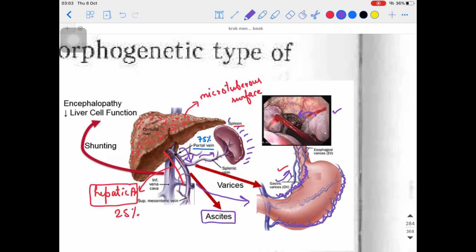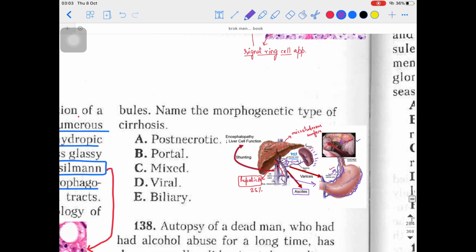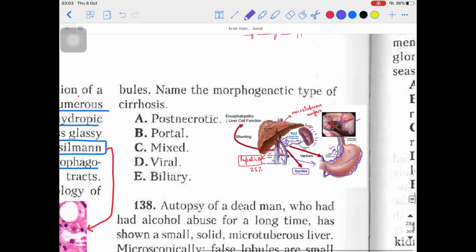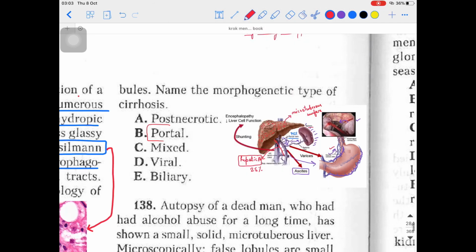So we also call that portal hypertension, because backflow of the blood will be happening into the portal vein, so portal hypertension, right? So this is the case of portal hypertension. Sometimes we call that portal cirrhosis, because it is happening due to the liver cirrhosis. So finally we can come to the conclusion of what the morphogenetic type of cirrhosis is. So what kind of cirrhosis was that? That is the portal cirrhosis, right? That is the portal hypertension. Due to the portal hypertension or the portal cirrhosis, there was a portal problem, right? So that is the portal hypertension, portal cirrhosis, you can say.